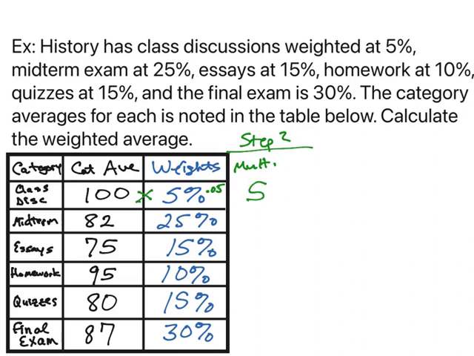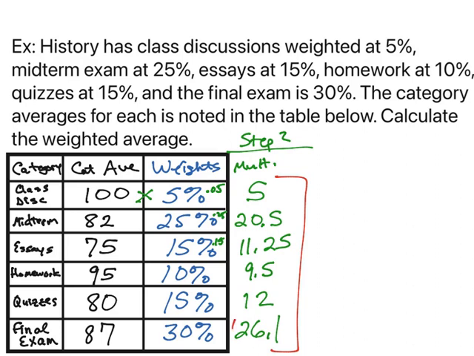82 times 25%, which would be 0.25, gives me 20.5. 75 times 15%, or 0.15, gives me 11.25. 95 times 10% is 9.5. 80 times 15% is 12, and 87 times 30% is 26.1. So now we take all of these numbers and we add them together. So the sum of all of those values is 84.35.